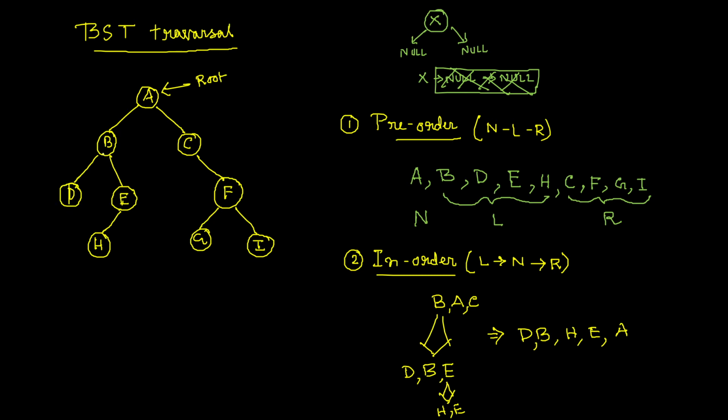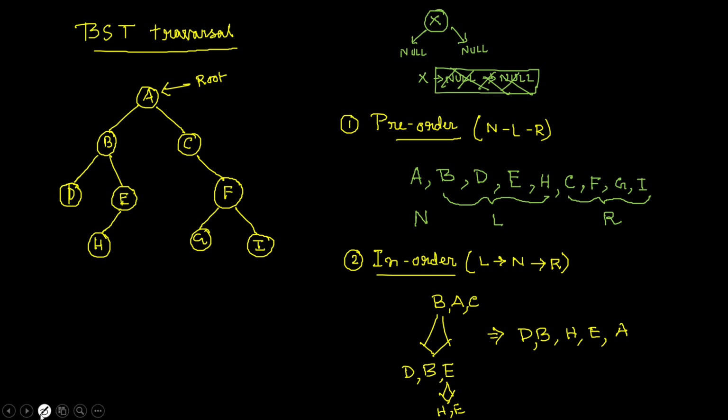Then I will come here. Since it is in order, it is left, then its parent, that is B. Then it should be right, but if the right child has a left child again, I have to go left first. That means I have to go left till I get null. That's why after D, I printed B, and then again I came here and printed H, then E.